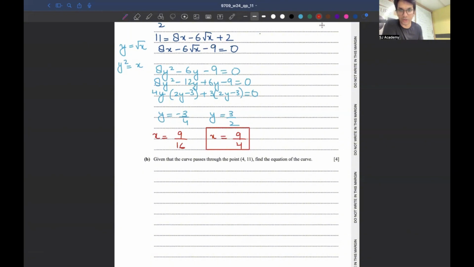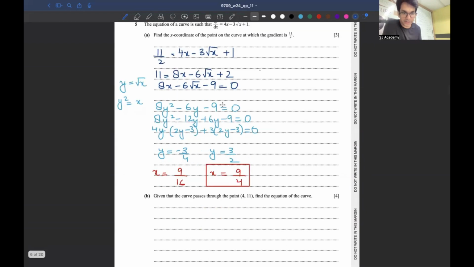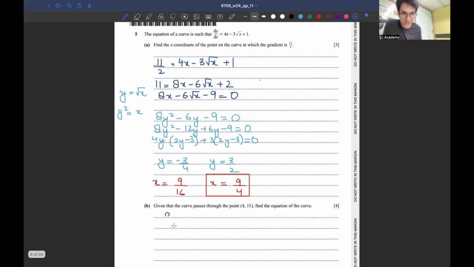In part B, it says given that the curve passes through the point (4, 11), we have to find the equation of the curve. To find the equation of the curve, we'll have to integrate the expression for dy by dx. We can first rearrange it and write it as dy equals, we'll multiply dx on this side. We'll write it as 4x minus 3x to the power half plus 1, and dx.